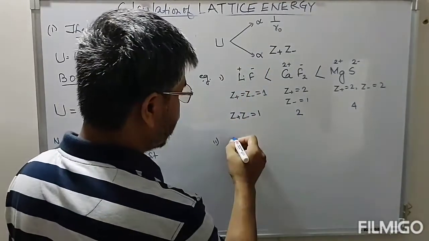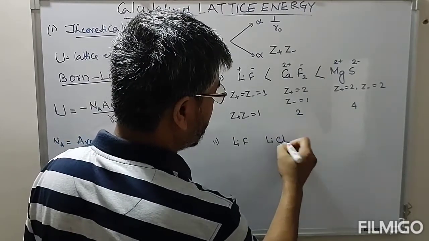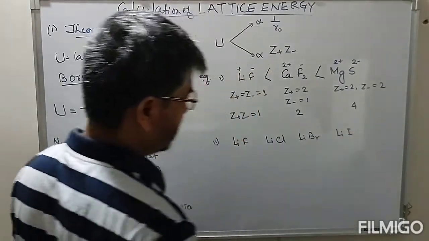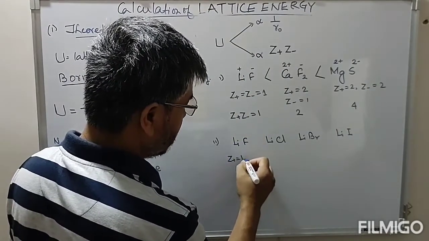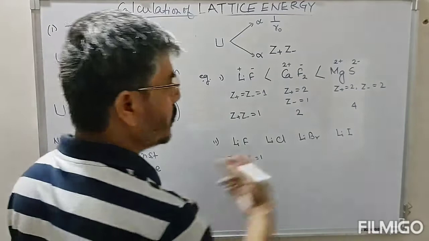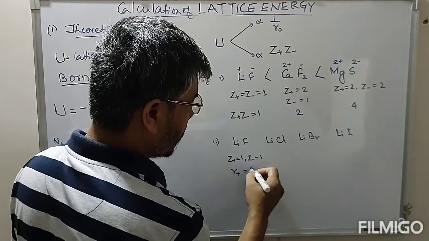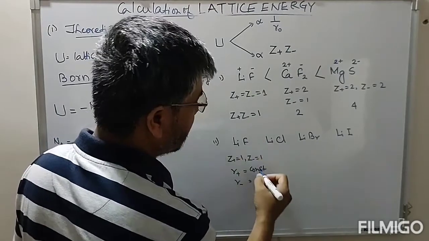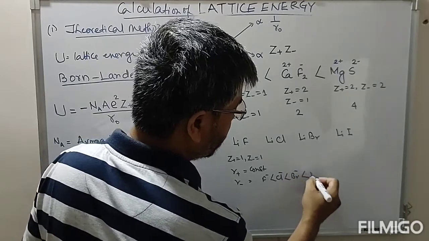Take this, we have lithium fluoride, lithium chloride, lithium bromide, lithium iodide. Now look at this, Z plus equals 1, Z minus equals 1. So the product of charges is always equal to 1 for all these ionic compounds. R plus is a constant because in all these cases we have Li plus. So R minus increases from fluoride to chloride to bromide to iodide.